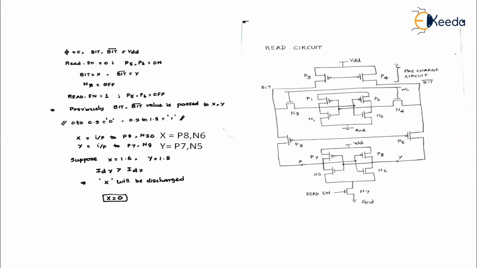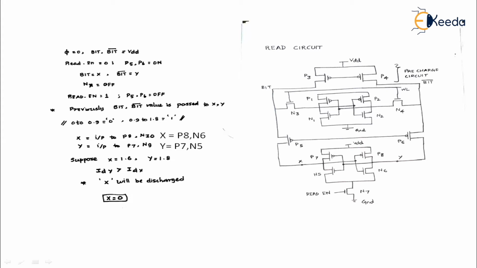I can say it is having the value as 1. Now see, the X and Y are now my circuit. Only the bottom part is going to perform my read operation because I made my read enable equal to 1. So this circuit has been completely cut off.